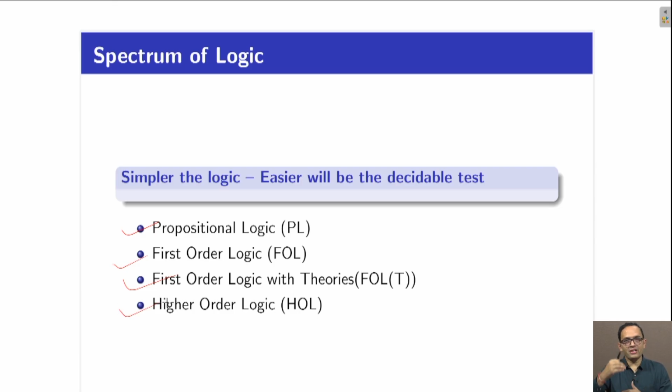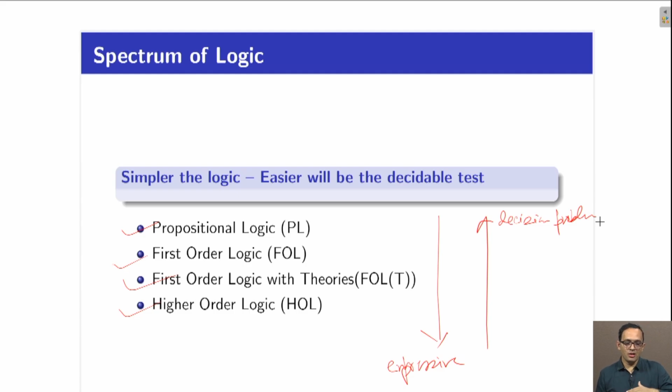So why do we need different kinds of logic? If you go down this line, it is more expressive, which means you can model more complex things. But if you go in the other direction, the decision problem is easier. There may be some examples or cases which can be represented in first order logic but cannot be done in propositional logic. So you have to take first order logic.